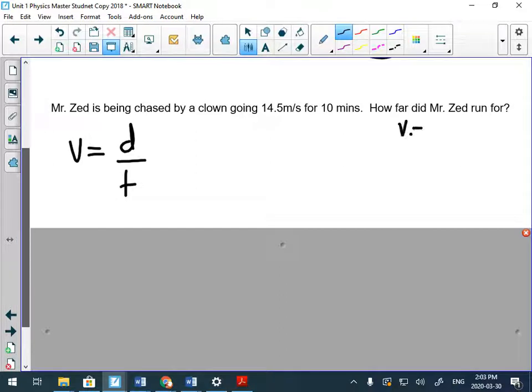Okay, we know how fast Mr. Z was running, 14.5 meters per second. We also know how long Mr. Z ran for, 10 minutes. Can we just quickly convert 10 minutes into seconds? Because there's 60 seconds in a minute. We can just times that by 10, and now we have 600 seconds.